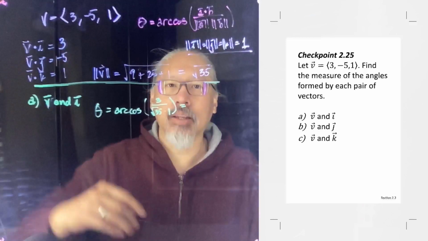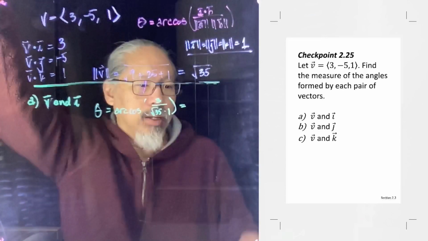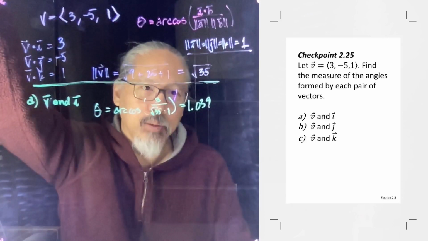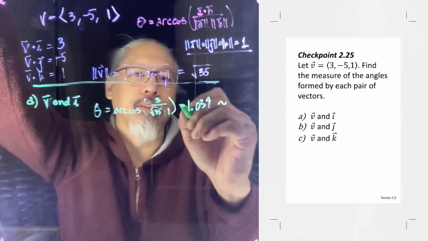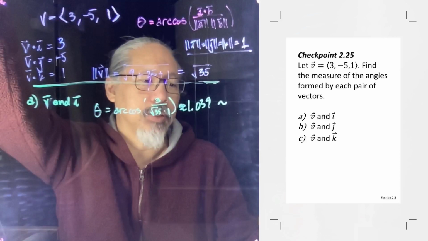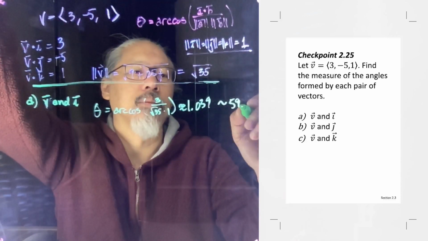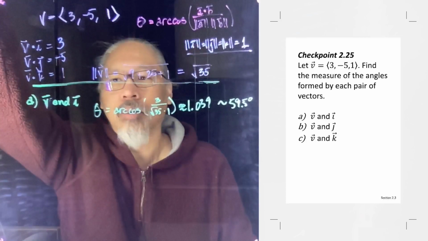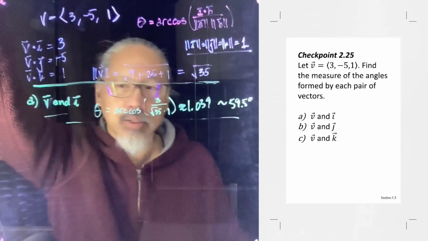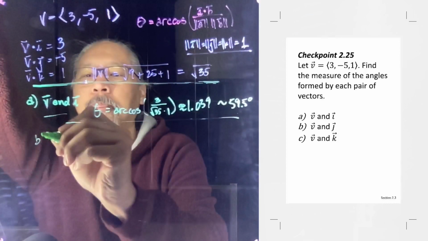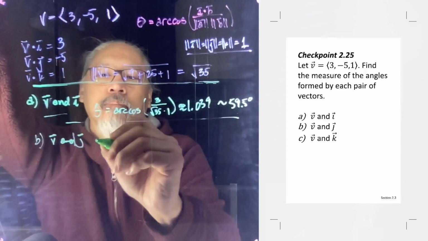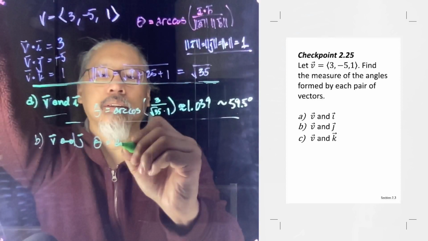And so this is some calculator work that you're just going to have to punch in. And when I did it, I got 1.039, which is approximately, in terms of degrees, 59.5 degrees. Okay, so that's the first one. And the second one is along the j. And here we're going to get theta is the arc cosine.